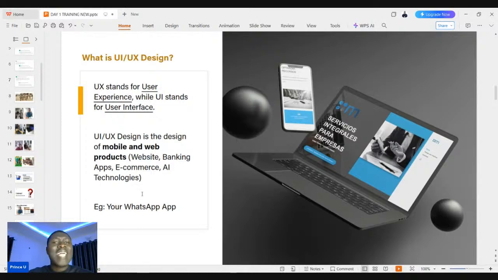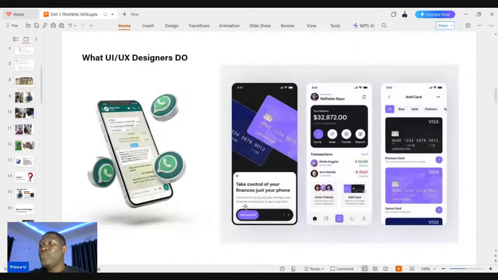Temu website, Temu app, your UBA app, your banking app, OPay, Money Point, all of that, right? Those are applications. So a UI designer designs first before that app is developed. You can put it like the UI is like the architectural plan. You understand?